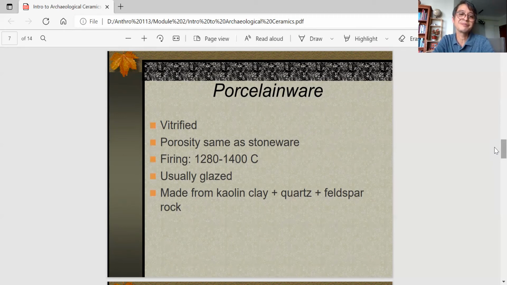So porcelainware in particular is glazed, no? Most of the time it is glazed, but there are some types of porcelain that you can see as unglazed, no? But most of them are glazed, especially those coming from archaeological sites, right? And it is made from kaolin clay. Kaolin clay is a special type of clay that is found in China.